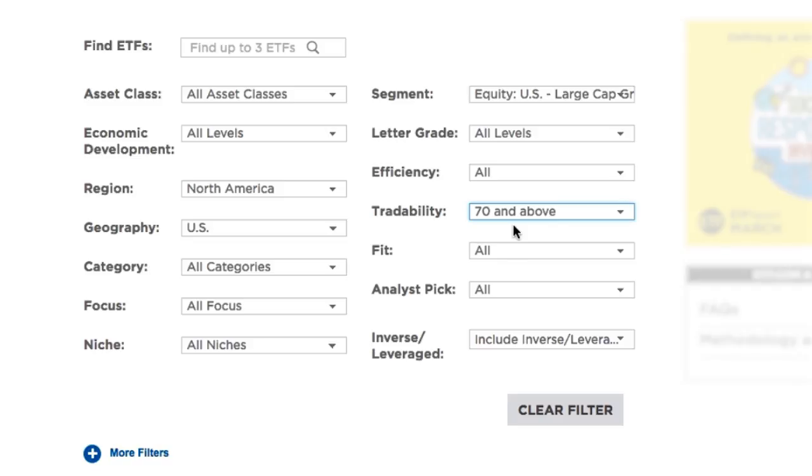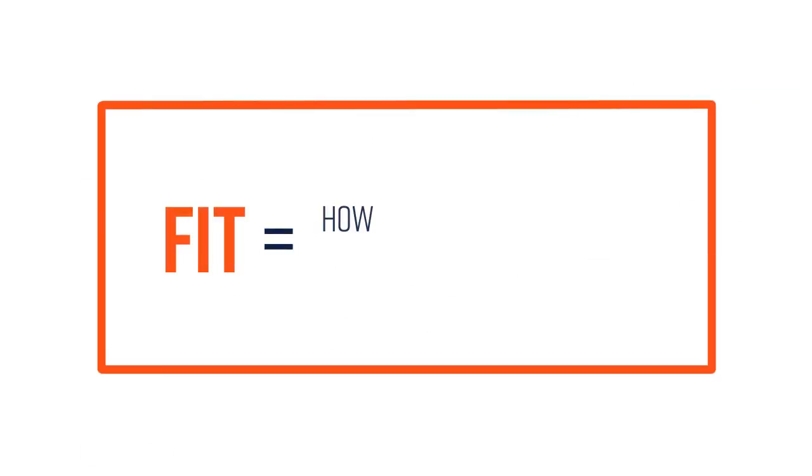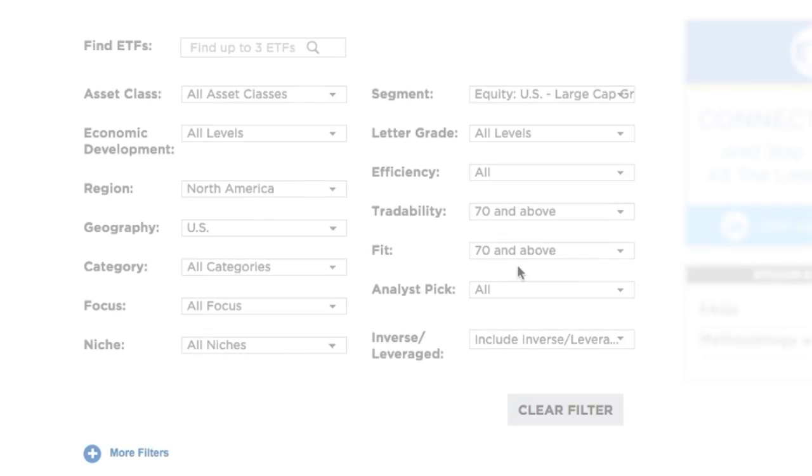Fit is a measure of how close the fund tracks the underlying index. I set this to 70 and above. For example, lots of funds follow the S&P 500 index, but it doesn't mean they have exactly the same stocks.